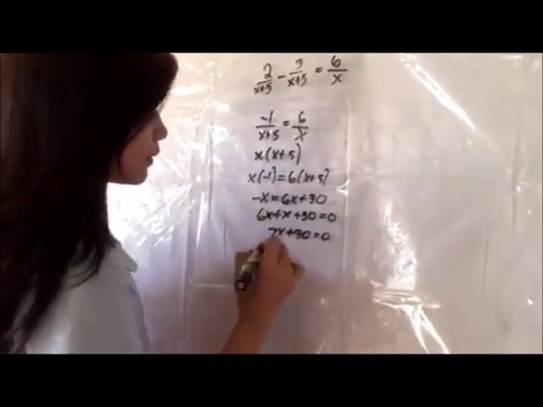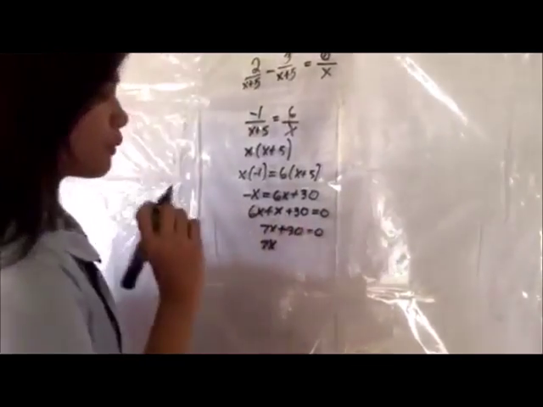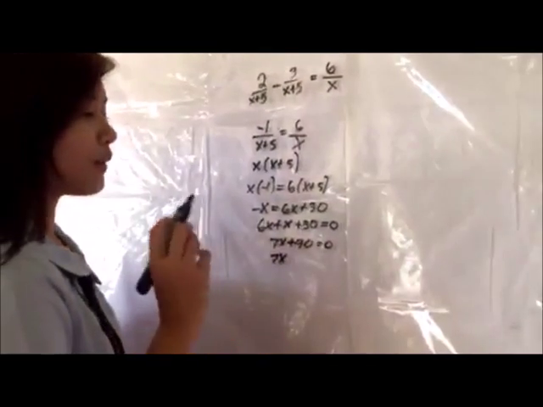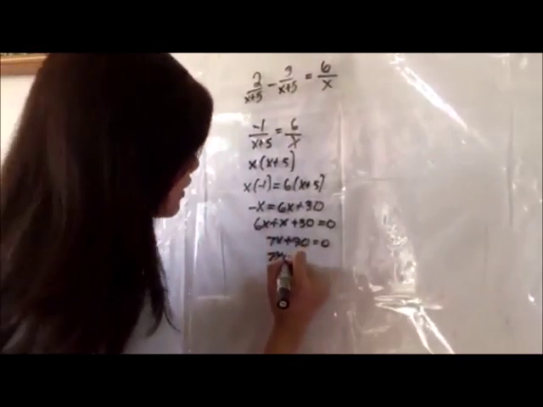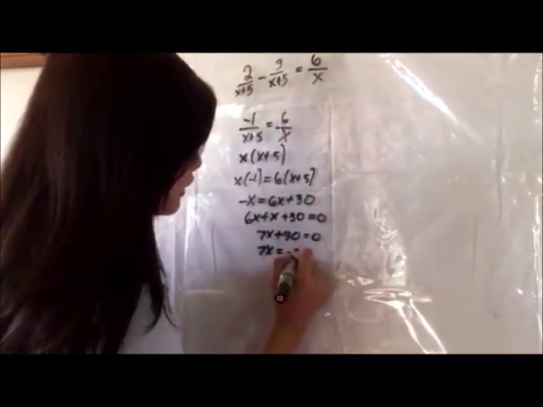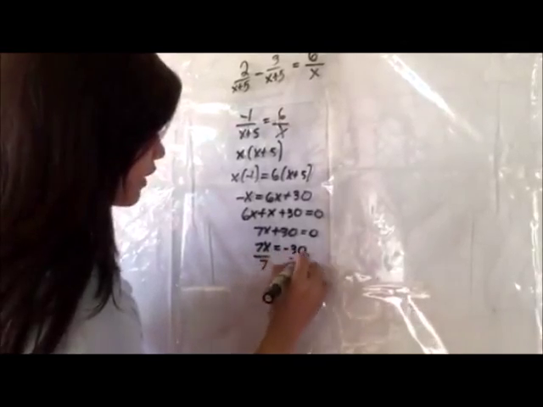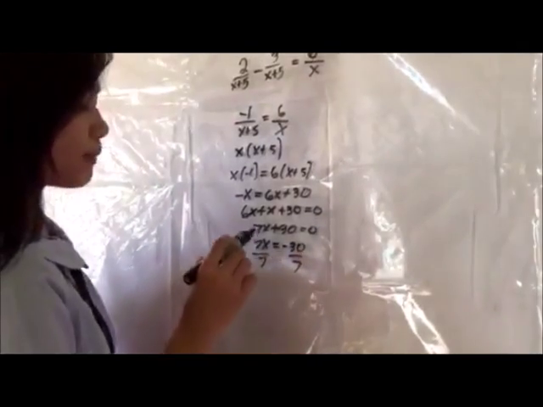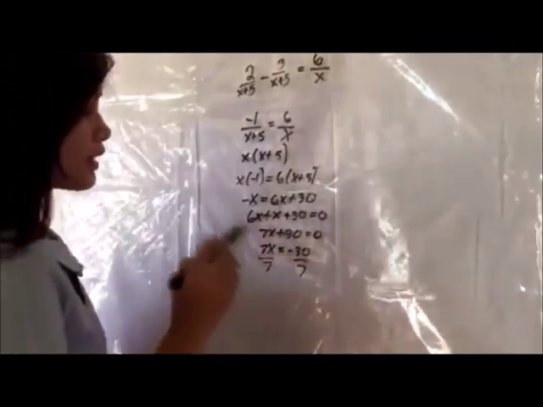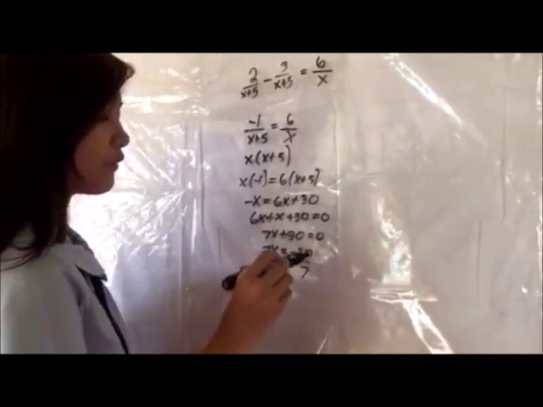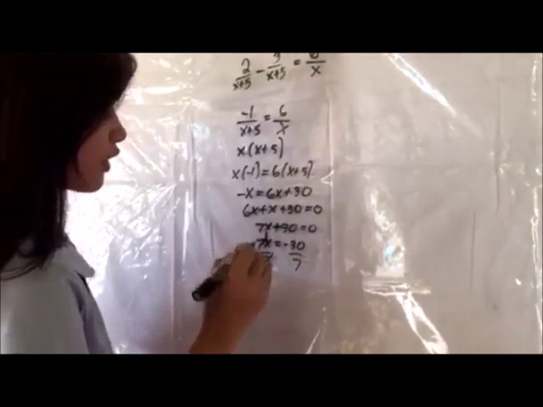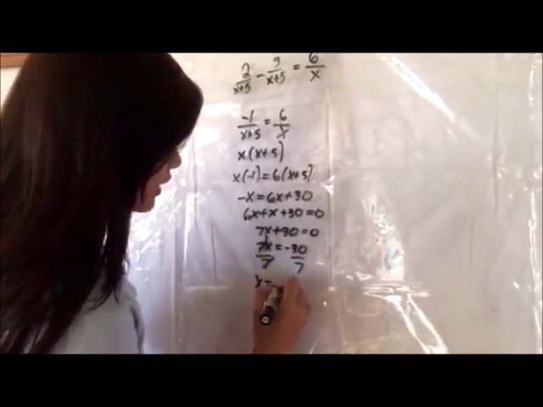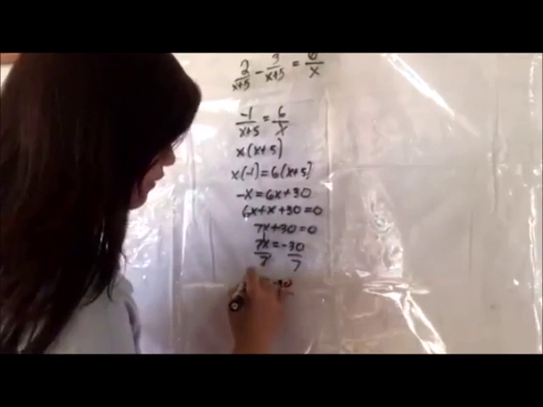So this will become 7x. We will isolate the x by dividing both sides by 7. So 7x is equal to negative 30 over 7. Then the equation becomes 7x over 7 equals negative 30 over 7. We will cancel the 7. So the answer will be x equals negative 30 over 7. And this is the final answer.